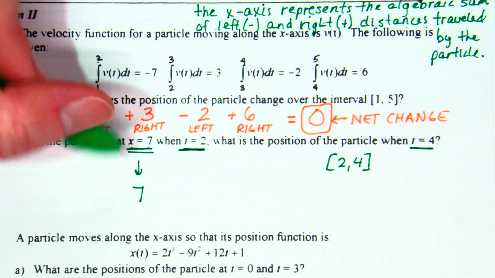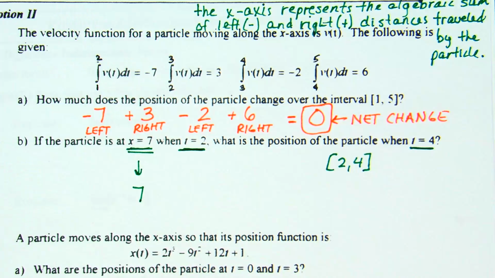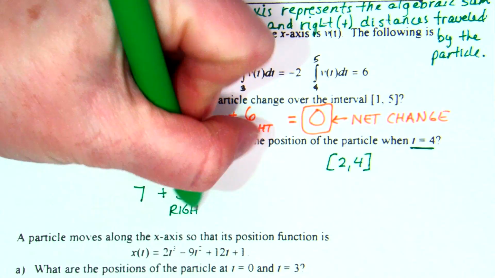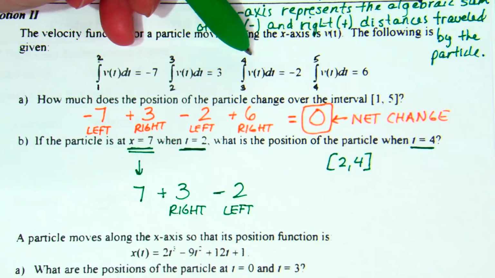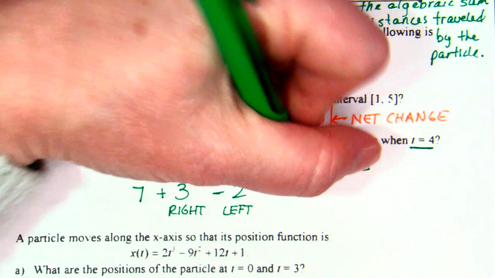So if we start at 7, at time 2, what's the first thing we are going to do? From 2 to 3, we're going to go right 3. So we're going to add 3. That's from 2 to 3, and then what? From 3 to 4, it's a negative 2, so we're going left 2. And then what? We're done, because we want to know the position of the particle when t equals 4. So if you start at 7, you go right 3, and then left 2, where do we end up? 8. At 8.